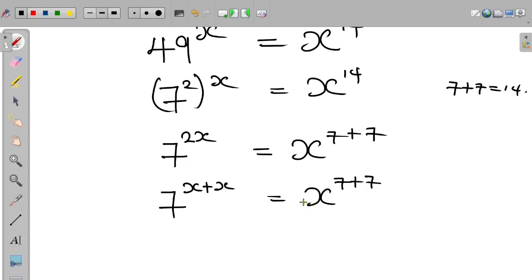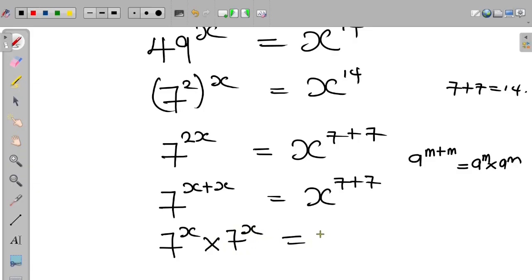Now at this point, we can apply the multiplication law of indices both at the right hand side and at the left hand side. So recall that if I have a to the power of m plus n, this can be expressed as a to the power of m times a to the power of n. So therefore, at this point, this becomes 7 to the power of x times 7 to the power of x is equal to x to the power of 7 times x to the power of 7.